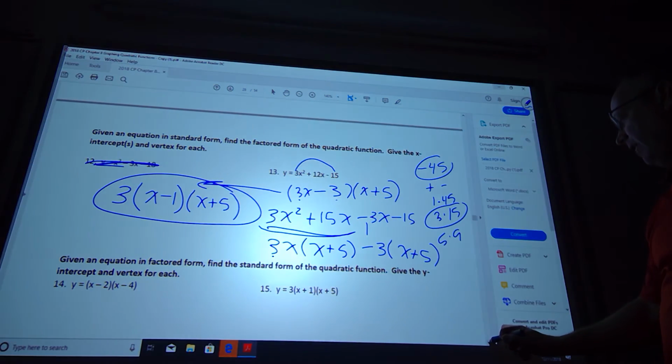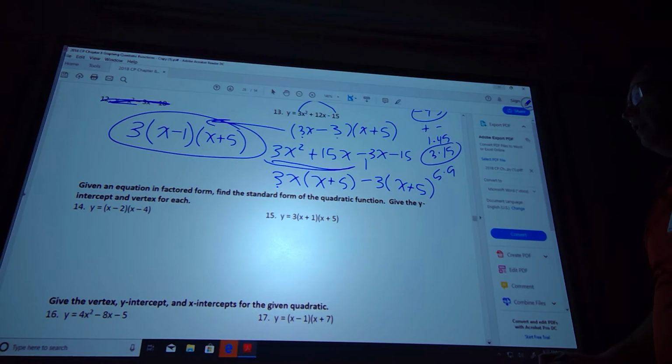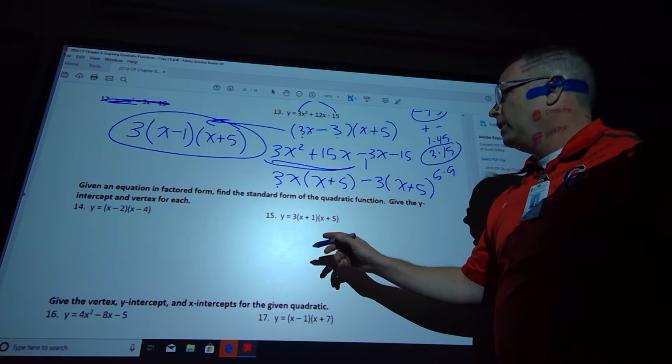Give an equation in factored form. Give the y and x-intercept, or give the y and the vertex for each.